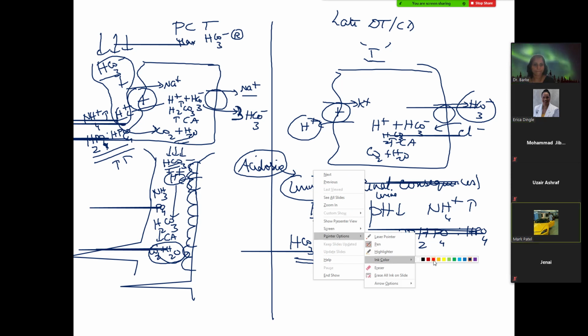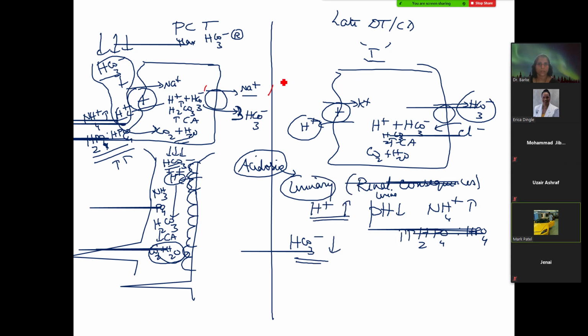In alkalosis, what should happen? The urine acidity decreases, so pH increases, which will lead to low NH4 formation. Correct. In alkalosis, you want to conserve the acid. So what will happen to the pump activity? It will shut down. It will stop.